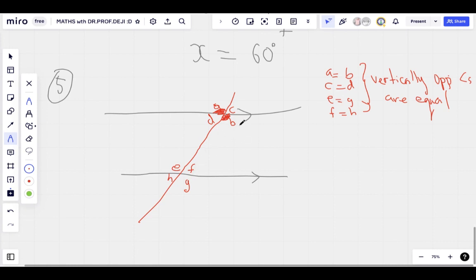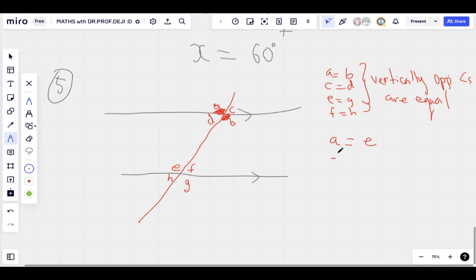Now, there's another one apart from vertically opposite angles. There's what we call corresponding angles. Like you take a look at A and E. The angle on top of the first parallel line and the angle on top of the second parallel line on the same sides, they're equal. So you can say angle A is equal to angle E.